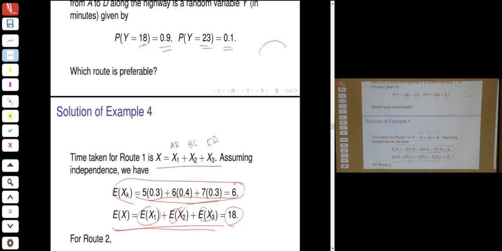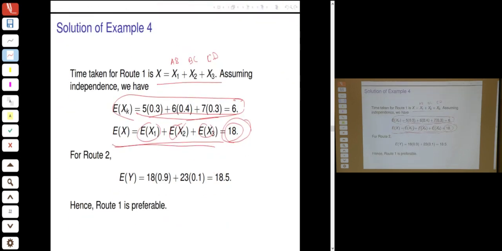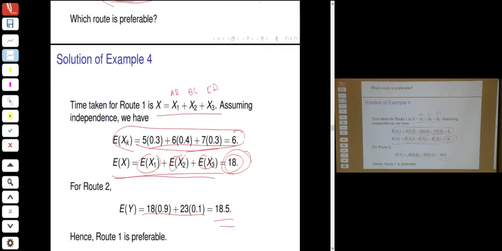Any questions? So, now this is the expected time taken for route 1. For route 2, he just takes a stretch of highway between A and D. If the time taken is Y, he wants to calculate the expected value of Y. Again, it is the values of Y weighted by the probability of taking those values. You take the weighted sum and calculate it to be 18.5. So, it turns out that the expected time taken on the highway is longer than the expected time taken going through the little stretches of road. So, of course, he will prefer the little stretches of road.